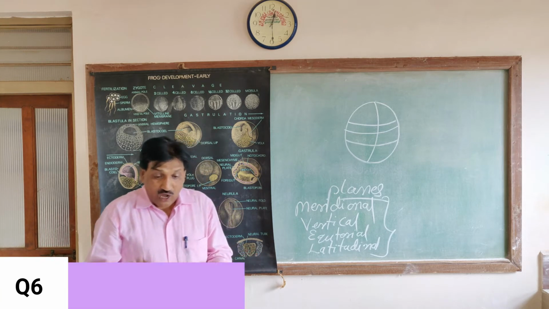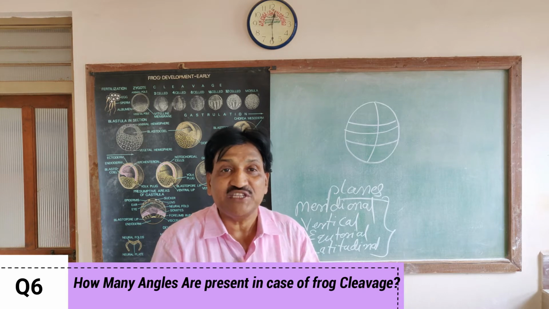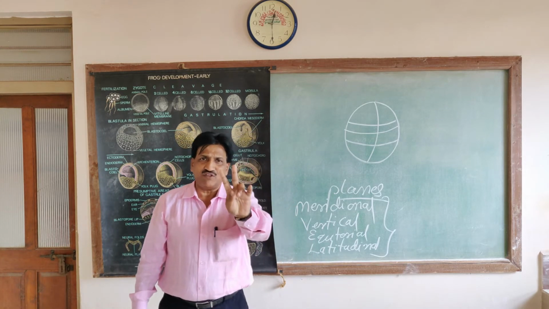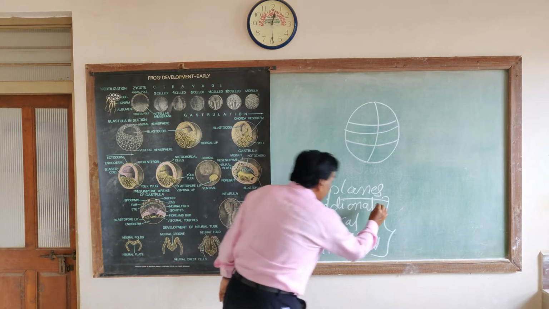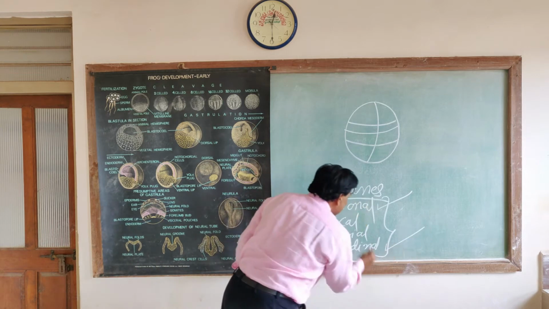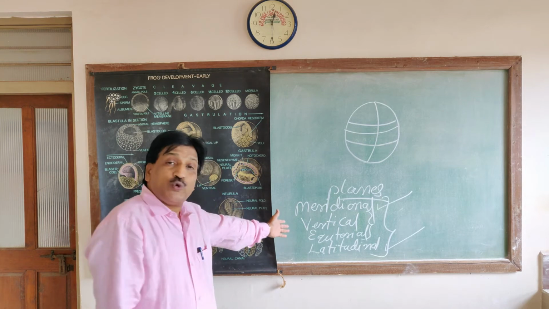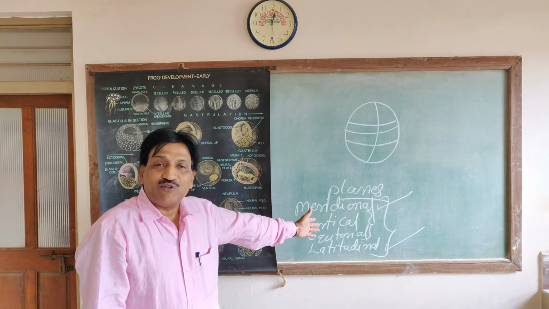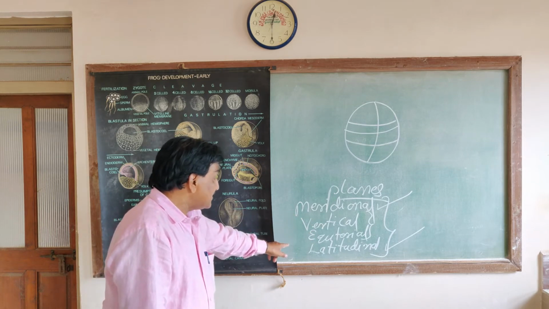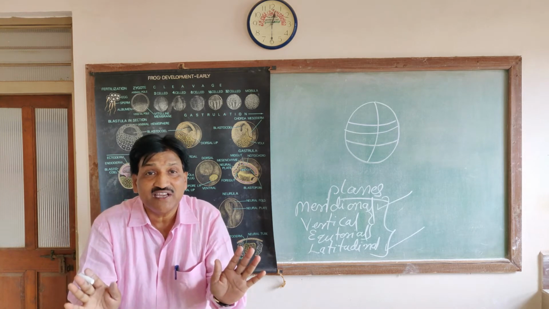Sir, how many planes are present in the case of the frog? I mean cleavage planes. There are two cleavage planes in the case of the frog. One is called meridional and the second one is called latitudinal. Just forget about the vertical and equatorial. You have to mention meridional and the second one, latitudinal.